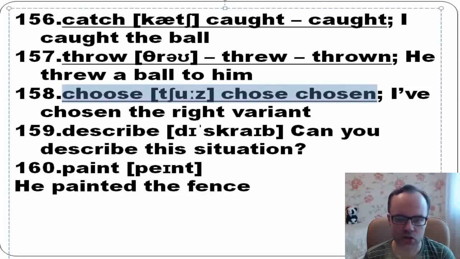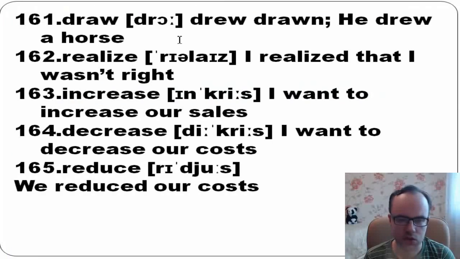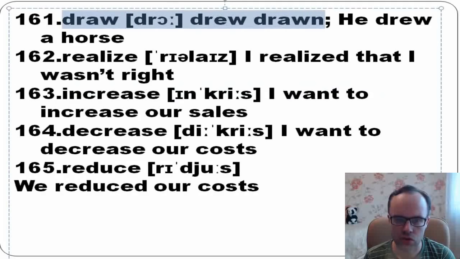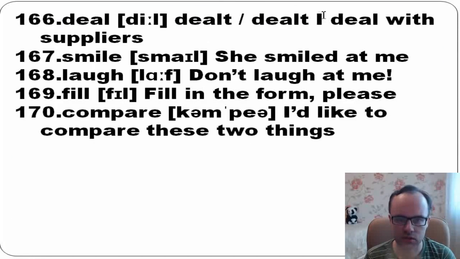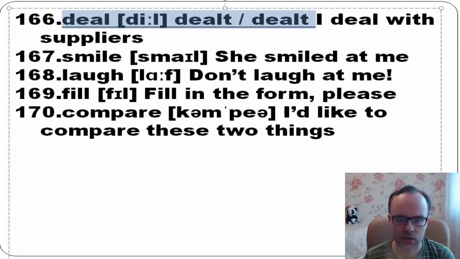Describe. Can you describe this situation? Paint. He painted the fence. Draw. Drew, drawn. Irregular. He drew a horse. Realize. I realized that I wasn't right. Increase. I want to increase our sales. Decrease. I want to decrease our costs. Reduce. We reduced our costs. Okay, so deal. Dealt, dealt. I deal with suppliers.